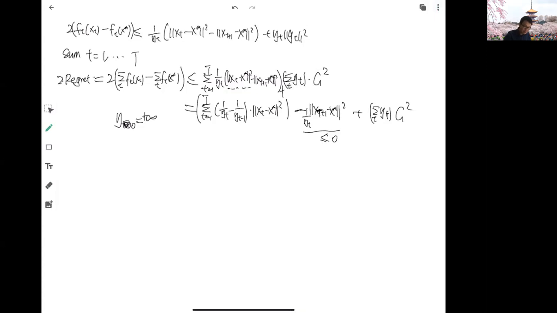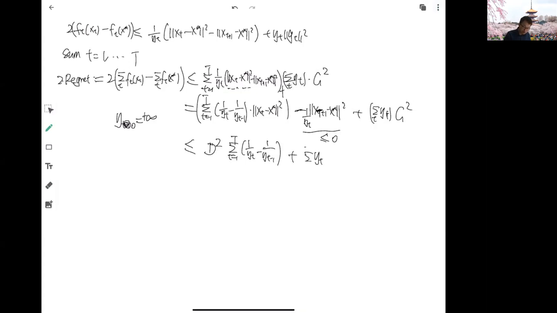So now let's apply the diameter. Since both x_t and x star are feasible solutions, let's apply the diameter condition. This is one of the 3 assumptions that we made. So this is smaller than D squared times the sum of t from 1 to T of 1 over eta_t minus 1 over eta_{t-1}. Now this eta starts to cancel out, right? So now we really have the telescoping sum.